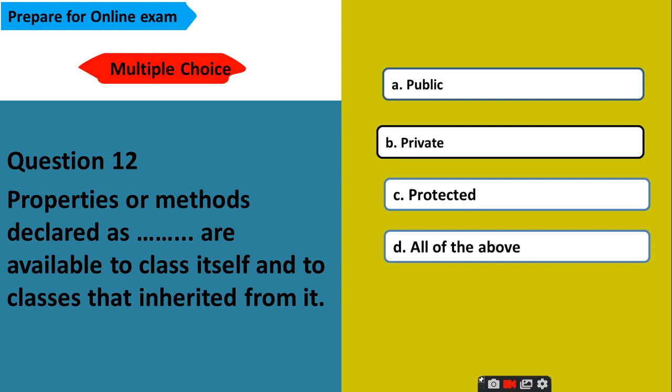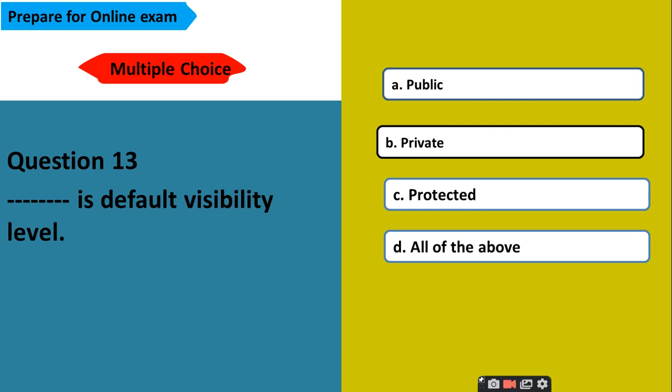Properties or methods declared as a dash are available to the class itself and to classes that inherited from it. Options are public, private, protected, all of the above. And the correct answer is C, protected. If your properties or methods are protected, then only the class itself and the classes that inherited, meaning the subclasses of that class, can access these methods.